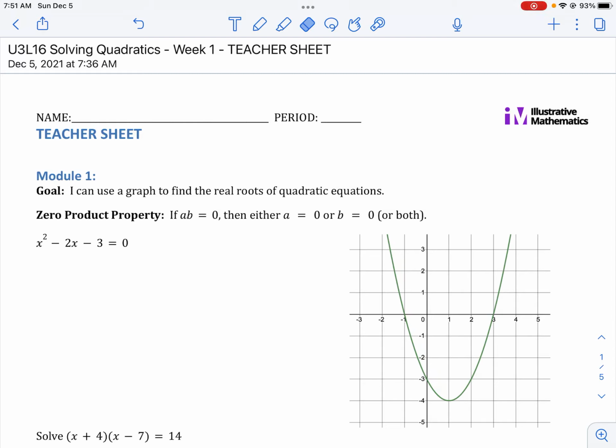Welcome to Module 1 for solving quadratics. The next 3 modules will be more procedural, meaning like here's a problem we have to know how to do, here's an example, and then you'll get some practice with that. Module 1 is more about building background.